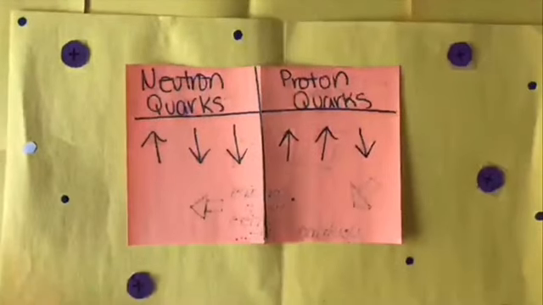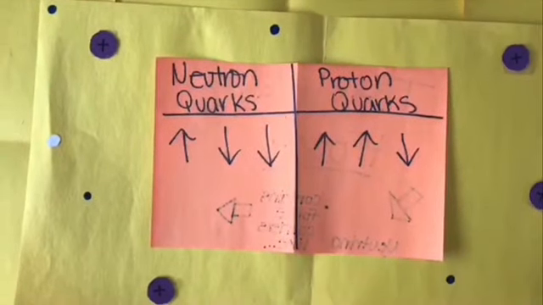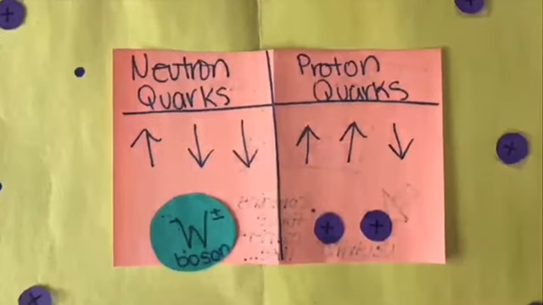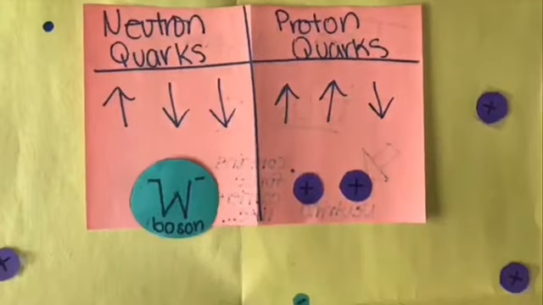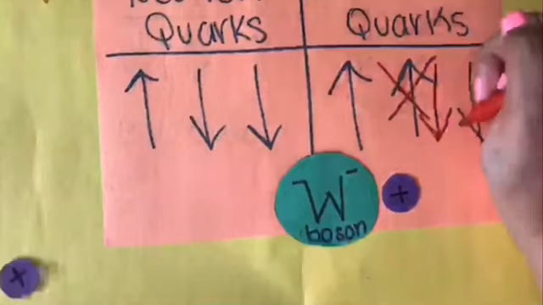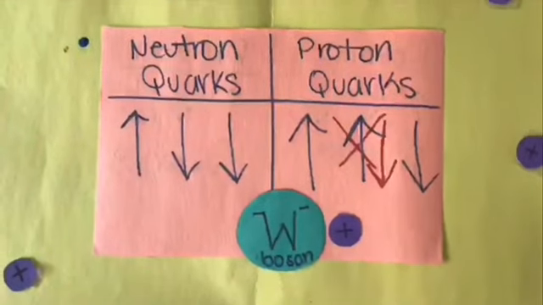This is the flavor of a neutron and of a proton. The up arrow is a positive charged quark, while the down arrow is a negative charged quark. So here we have a W boson that came from a neutrino, and it's negative. The negative W boson will change the positive up quark inside of the proton into a negative one, thus changing the flavor into a neutron.